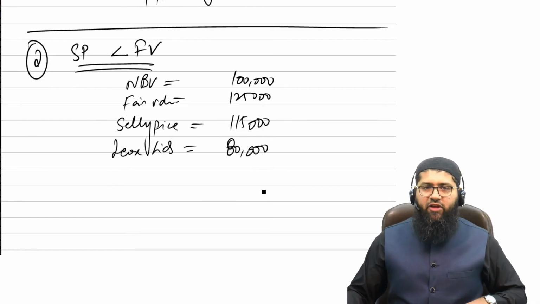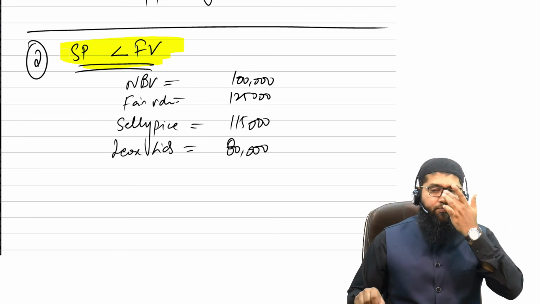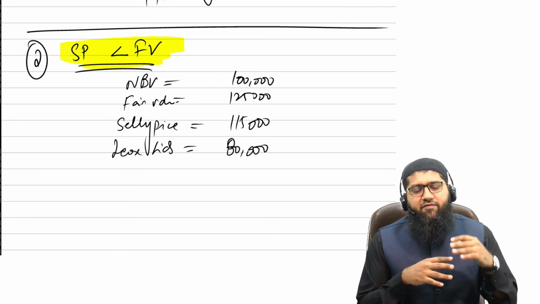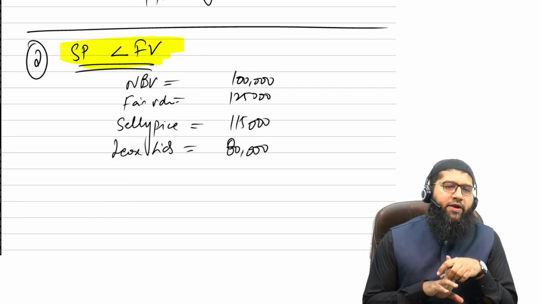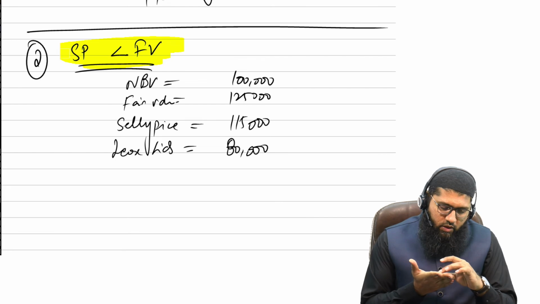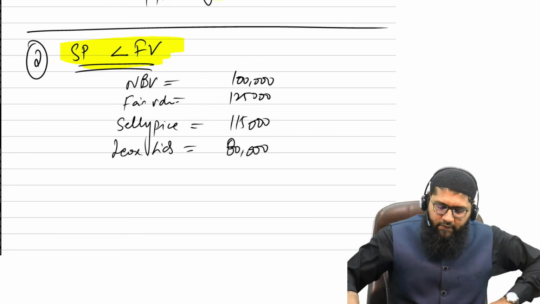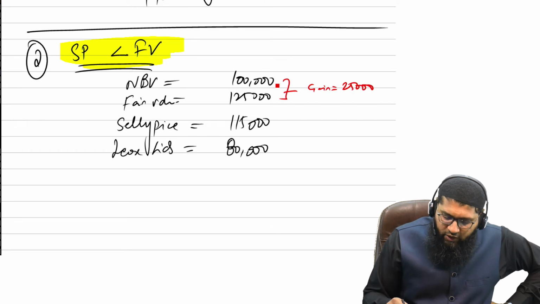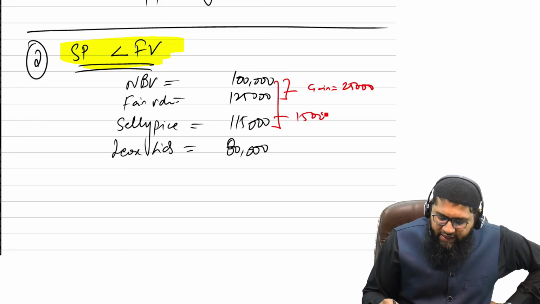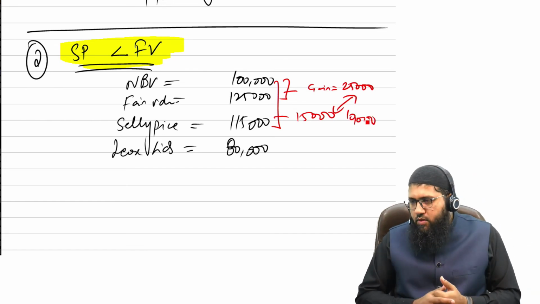Now, what is actually going to happen in this scenario? When the selling price is less than fair value, what is this indicating? The selling price being less than fair value is indicating that originally your gain should have been 25,000, but here your gain is arising to be 15,000. That means this 10,000 is lost somewhere.